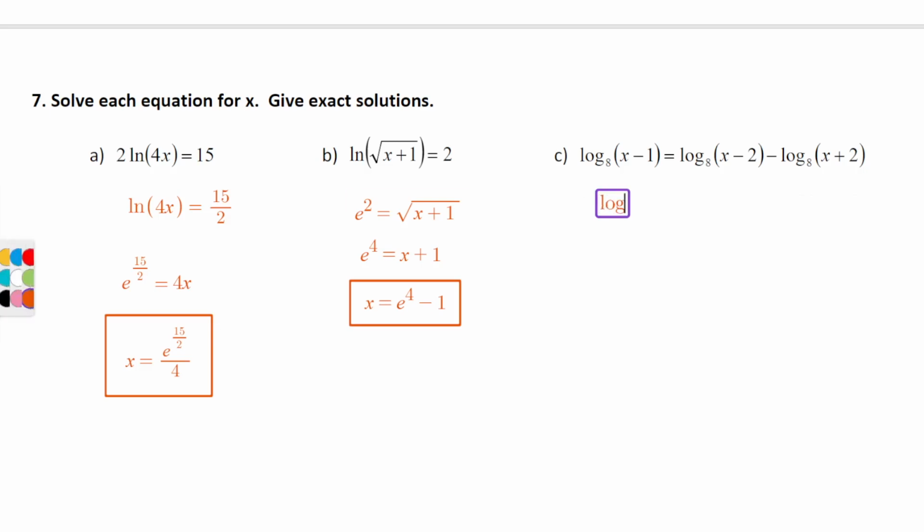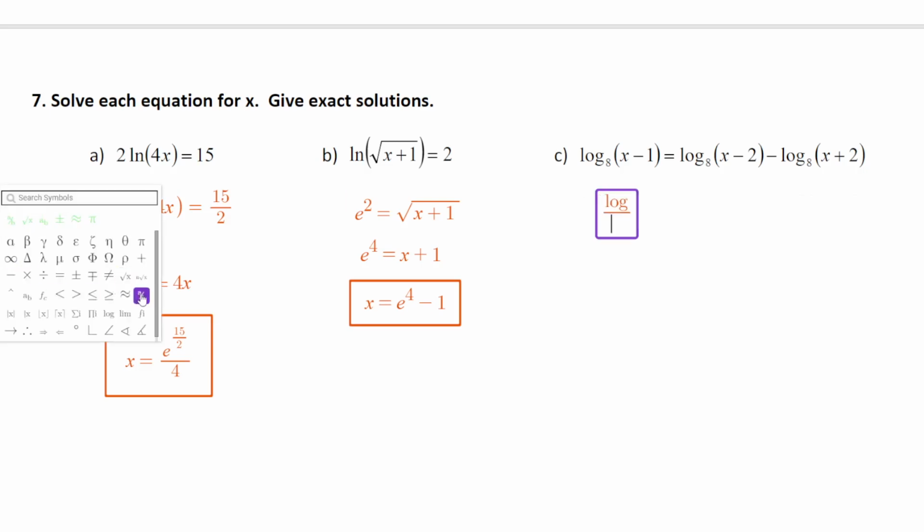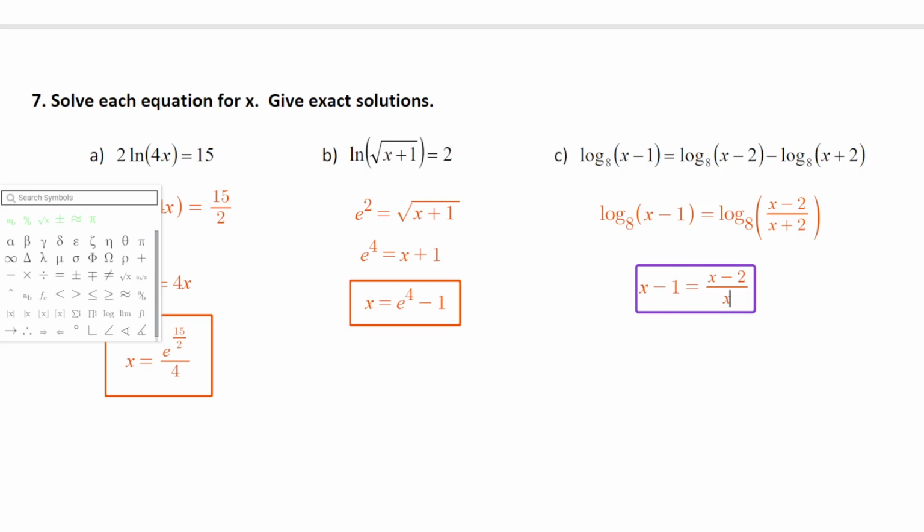We have log base 8. Oops. Where's my base button? There we go. Log base 8 of x minus 1 equals log base 8 of x minus 2 over x plus 2. And so now I can drop those logarithms and just set the arguments equal to each other. So here I'm going to have x minus 1 equals, we're going to have to practice our algebra here.